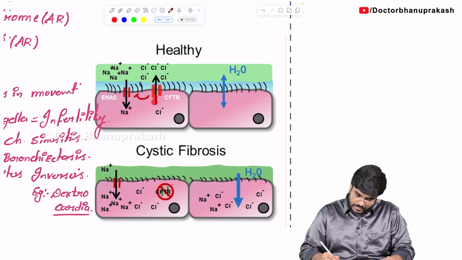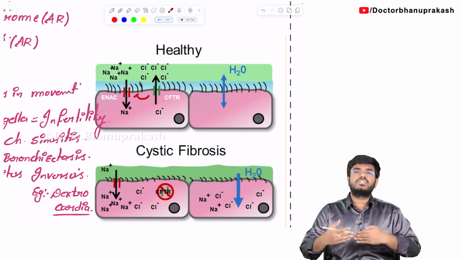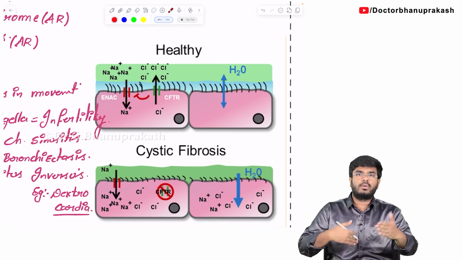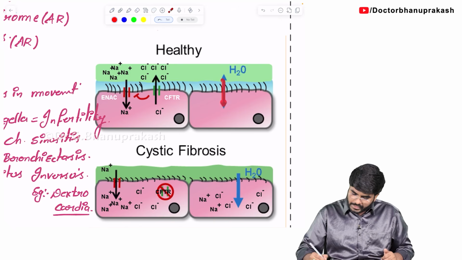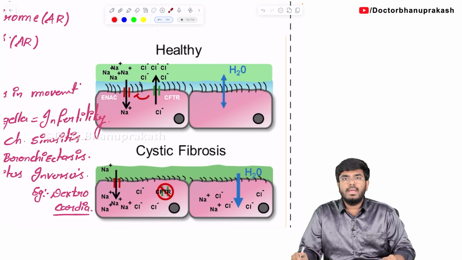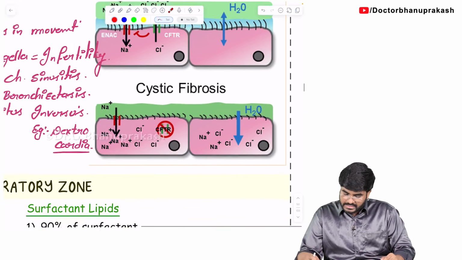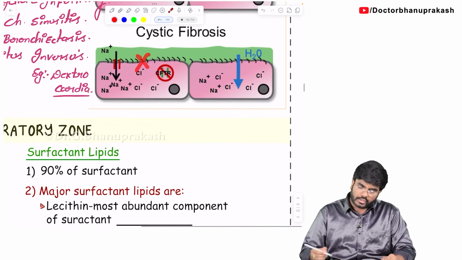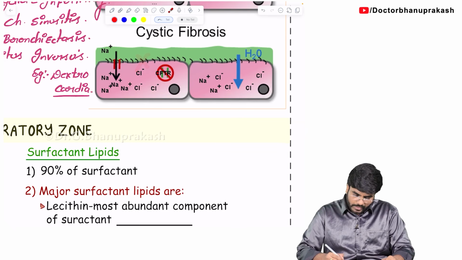The chloride channels send the chloride out and the sodium channels bring the sodium in. So, there is an exchange of ions: sodium in, chloride out. Water is also coming into the cell and going out of the cell. There is a balance. But right now, what happened? In cystic fibrosis, the chloride channels are not functioning. Only the sodium channels are functioning.